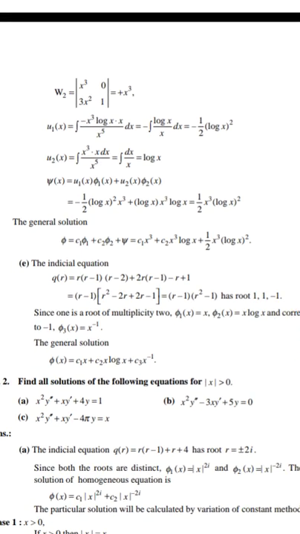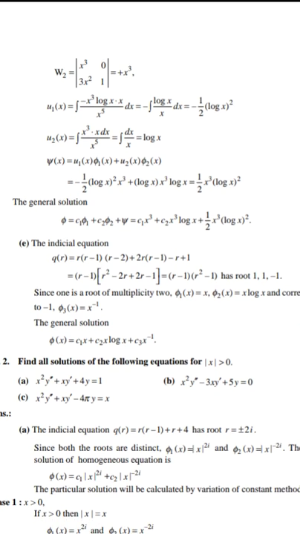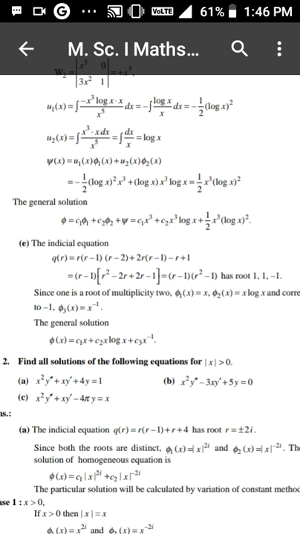The indicial equation is next one. The indicial equation is q of r is equal to r into r minus 1 into r minus 2 plus 2r into r minus 1 minus r plus 1, is equal to r minus 1 into r square minus 2r plus r, 2r minus 1, is equal to r minus 1 into r square minus 1, has roots 1, 1, minus 1.